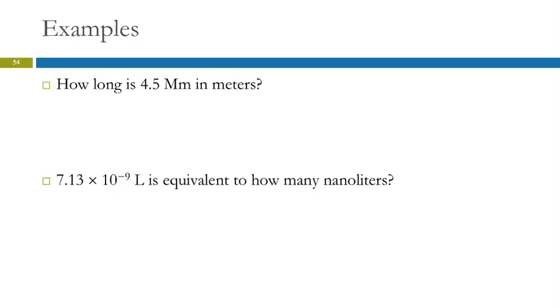Okay, so how long is 4.5 megameters expressed in meters? Now this, we're not really doing a big calculation or anything. We're just substituting what mega means into the symbol. So 4.5 megameters. Okay, instead of mega, I want to write what it means. And mega stands for 10 to the 6th. So I'm going to write 10 to the 6th in here. It needs to be multiplied. 4.5 times 10 to the 6th meters.